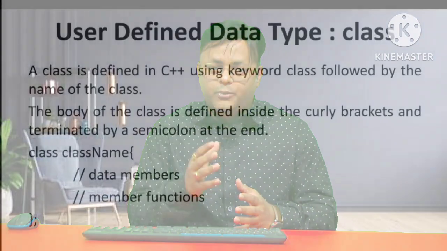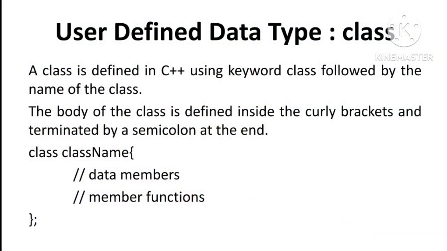Object is a runtime entity. It is created at runtime. A class is defined in C++ using the keyword class followed by the name of the class. The body of the class is defined inside the curly brackets and terminated by a semicolon at the end.